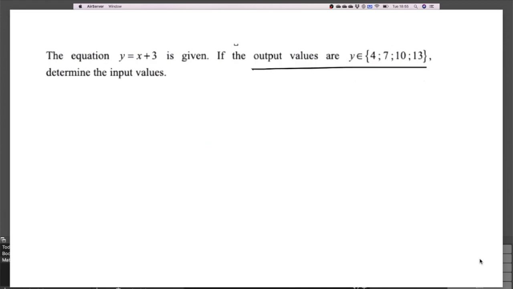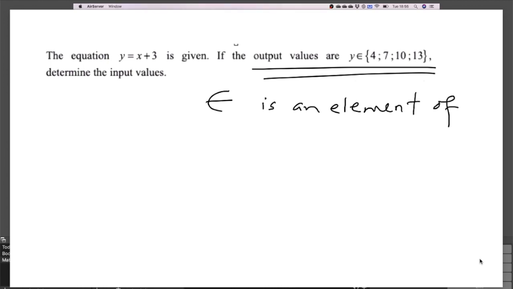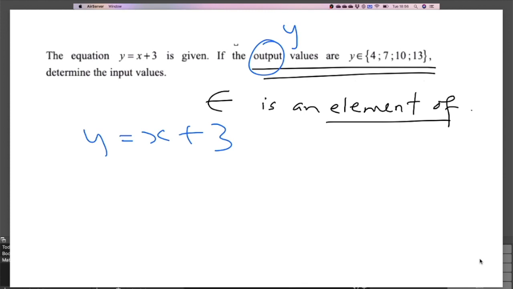I want to look at this just for the sake of notation. That symbol there that looks like an E means is an element of. We use it a lot in maths, so you need to learn that. And that means, obviously, your output values are the values of y. We are given, therefore, in this case, a rule, and the rule is y equals x plus 3. And they are telling us what the output values are. The first output value is 4.